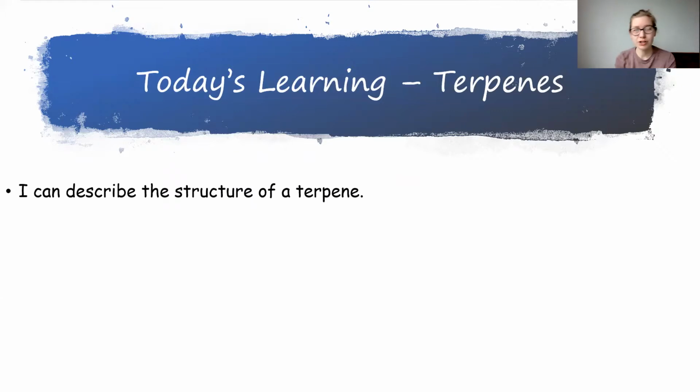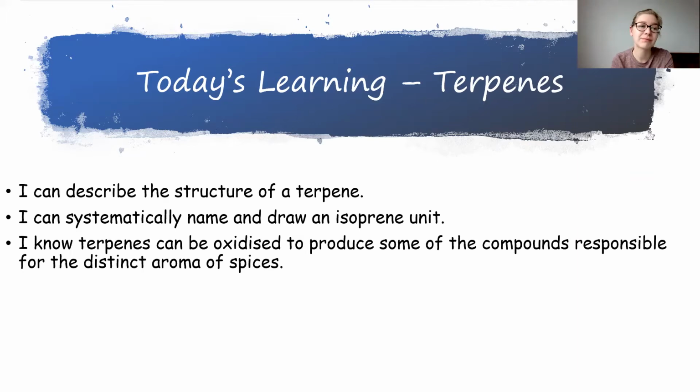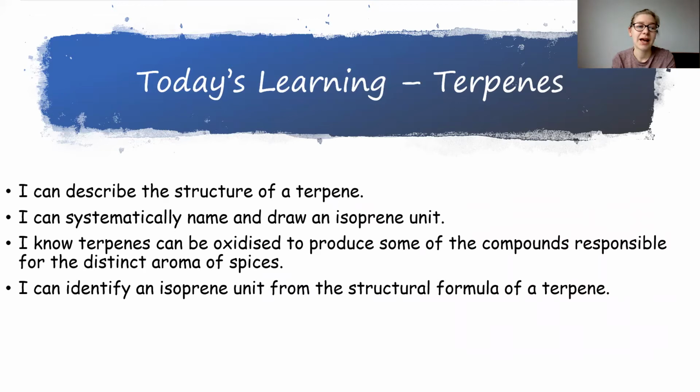I can describe the structure of a terpene. I can systematically name and draw an isoprene unit. So we know 2-methylbuta-1,3-diene, and we should be able to draw that structure with the 5 carbons. Remember, terpenes are hydrocarbons and they are unsaturated. I know terpenes can be oxidized to terpenoids to produce some of the compounds responsible for the distinct aroma of spices. I can identify an isoprene unit from the structural formula of a terpene.